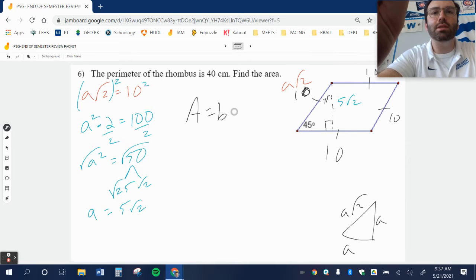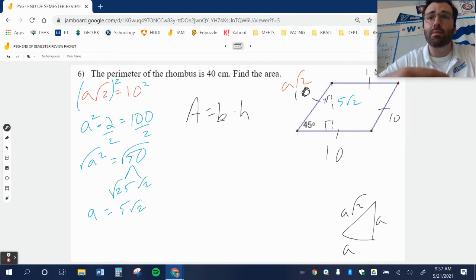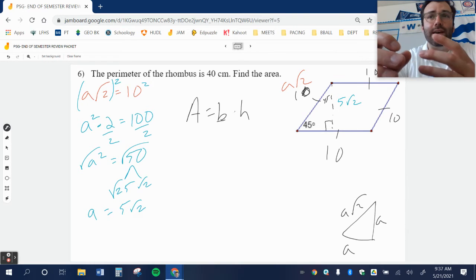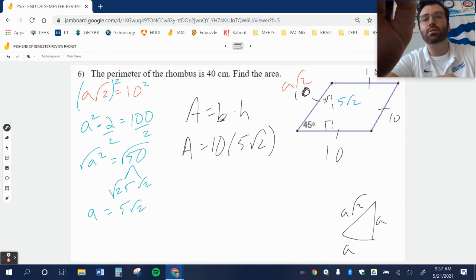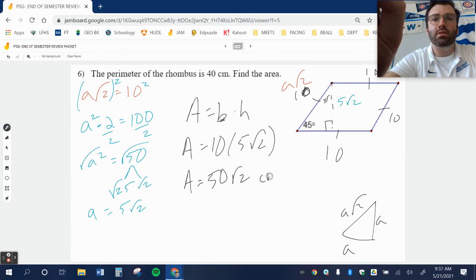Area is going to equal base times height. I can also use d1 times d2 over 2, but I have no information about my diagonals here, so it's not going to help me. The best one here is to use base times height. I know the base is 10 and the height is now 5 radical 2. So 5 times 10 will give me 50 radical 2 centimeters squared.